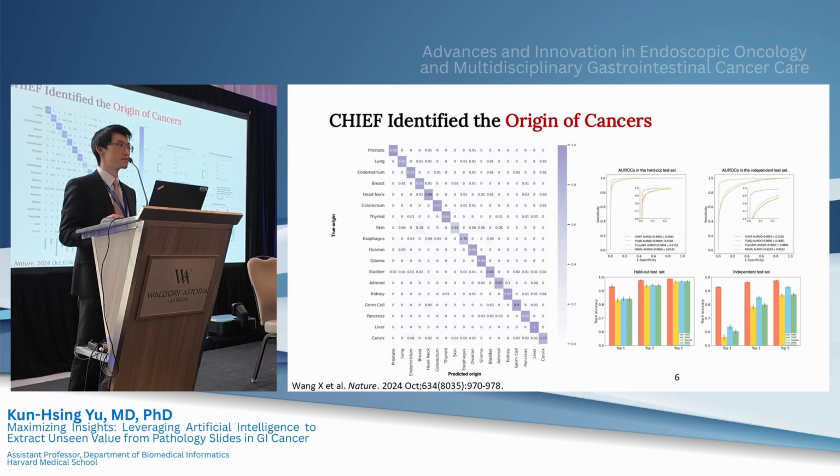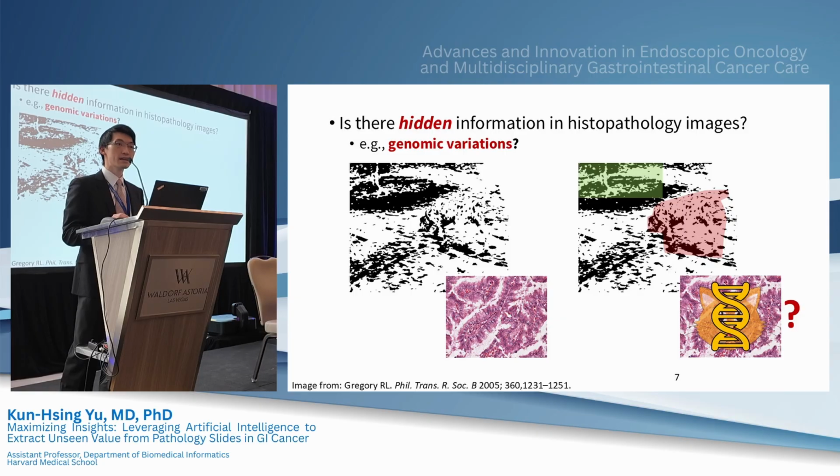So up to this point, we showcased that this foundation model, a novel AI system, can potentially help pathologists to identify the diagnosis of cancers. And our next research question is, can we leverage similar AI systems to further identify hidden information from standard histopathology images?